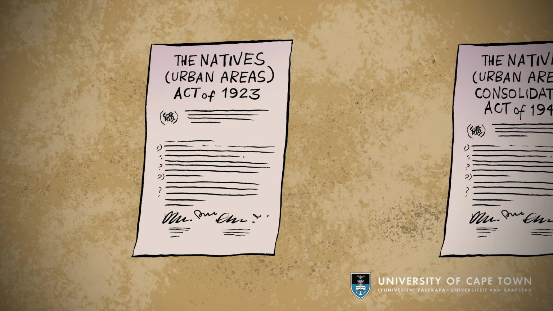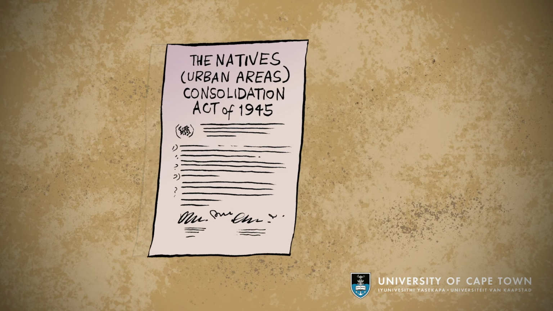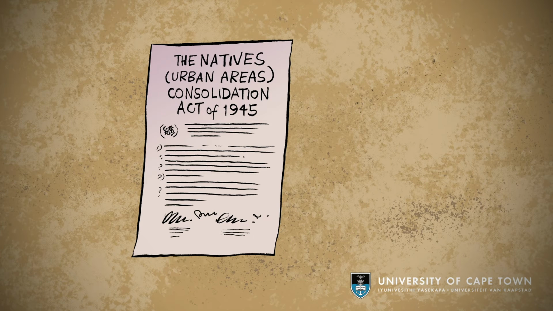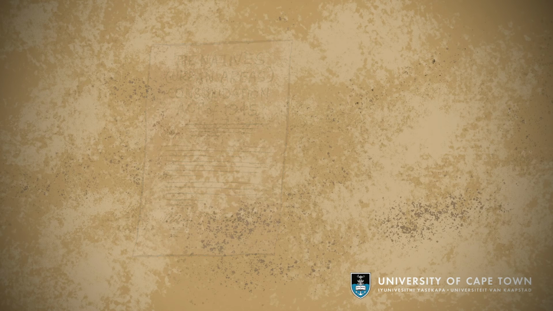It was replaced in 1945 by the Natives Urban Areas Consolidation Act, which imposed influx control on black men and also set up guidelines for removing people deemed to be living idle lives from urban areas. This act outlined requirements for African people's qualification to reside legally in white metropolitan areas.